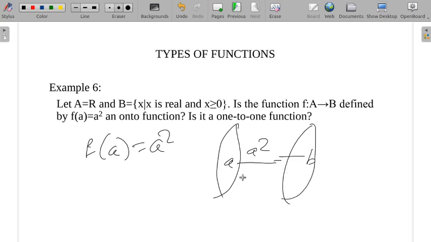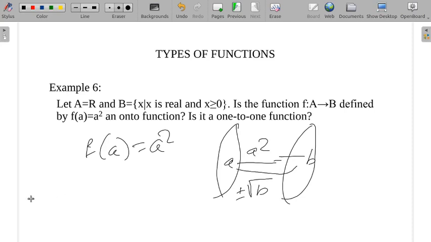Now if you want to come back, to undo the function and find the pre-image, what do we have to do? You should take the square root of b, but we have a doubt that plus or minus will also be there. So is it onto? For every b, which is a real number, not an integer, if you take the square root, at least one pre-image, plus or minus, you will get. So definitely it is an onto function.